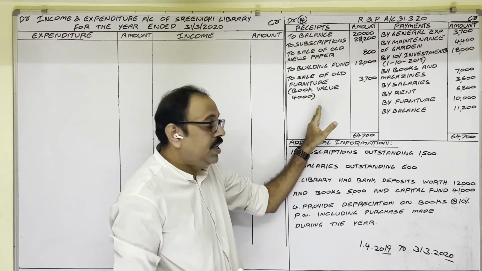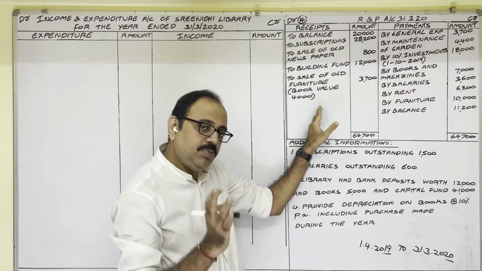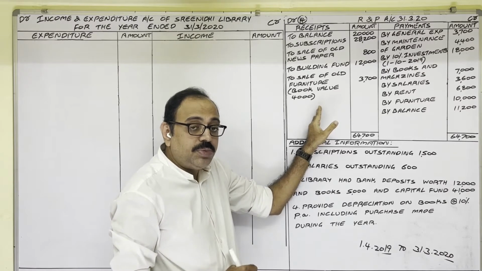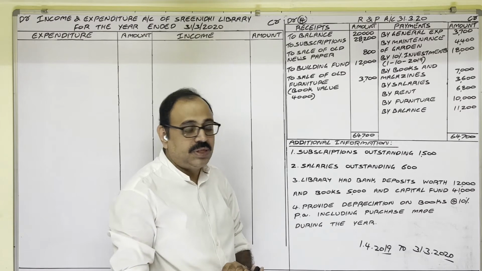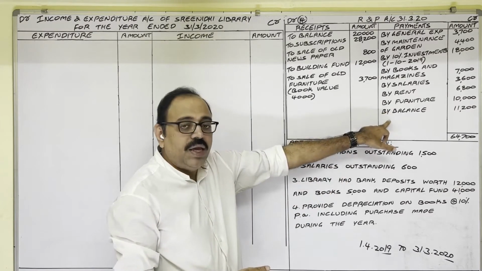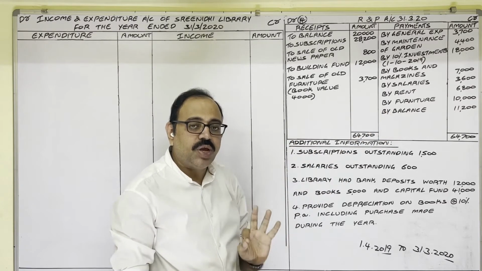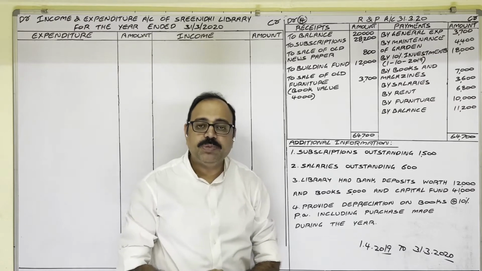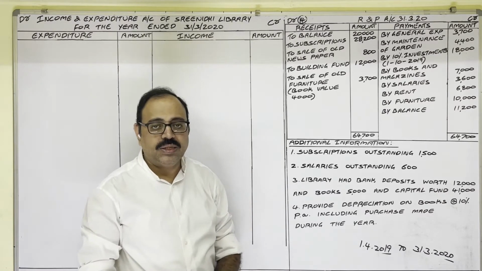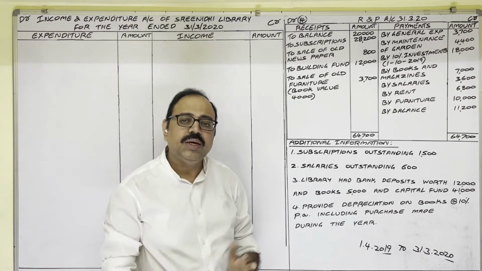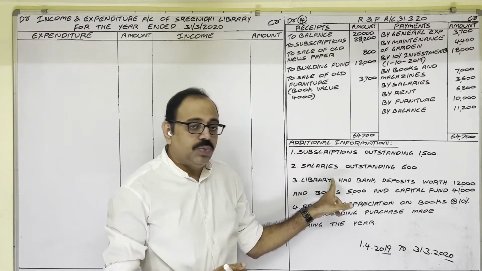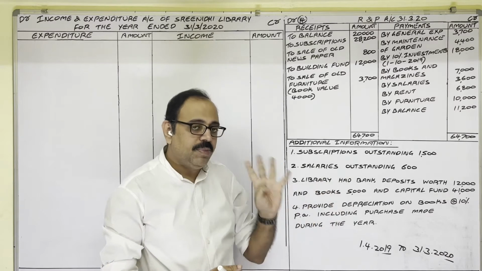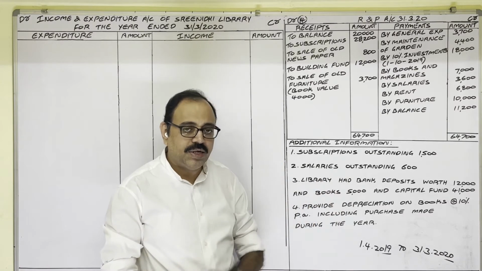On the receipt side, it gives capital incomes and revenue incomes both. Capital incomes means rare incomes. Revenue incomes means repeated incomes. On the payment side, it gives capital expenses and revenue expenses both. Capital expenses means rare expenses. Revenue expenses means repeated expenses. By using these two, we have to prepare the income and expenditure account and balance sheet.